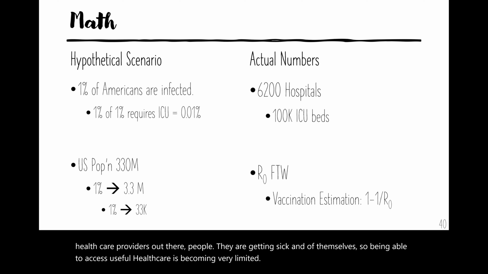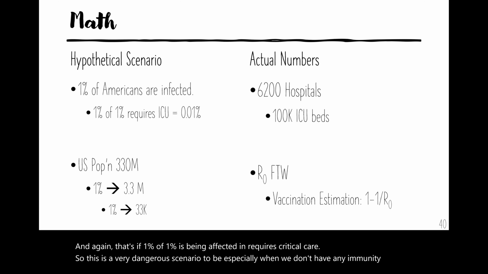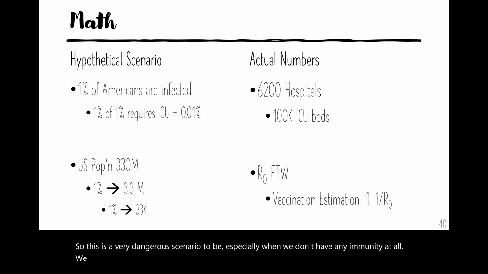And again, that's if 1% of 1% is being affected and requires critical care. Okay, so this is a very dangerous scenario to be in, especially when we don't have any immunity at all. We haven't developed any immunity, and since we don't have a vaccine, this is a very challenging situation.